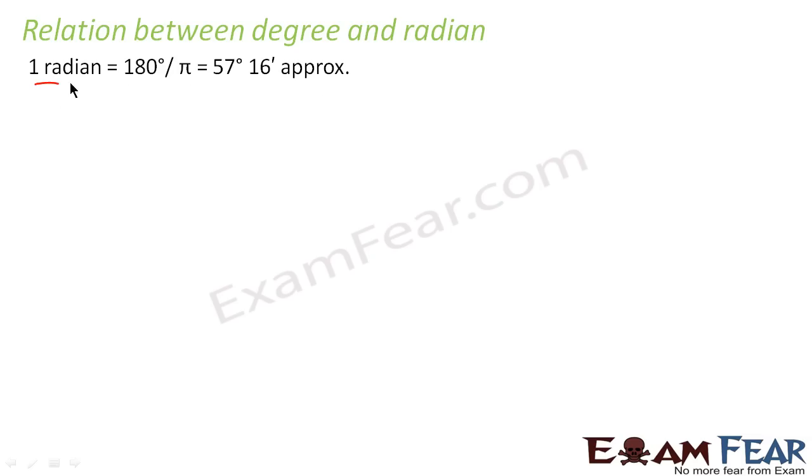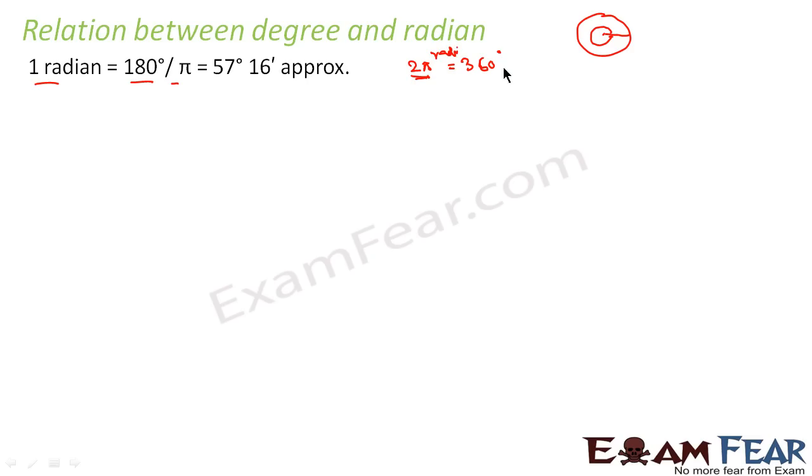So we know that 1 radian is equal to 180 degree by pi. Please remember this. How did we get this? We know that 2 pi is equal to 360 degree, because in a circle, if you take the angle from here to here, this angle is equal to 2 pi radian, and in degree form this angle is also equal to 360 degree. Since both are equal, we can say 2 pi radian is equal to 360 degree.